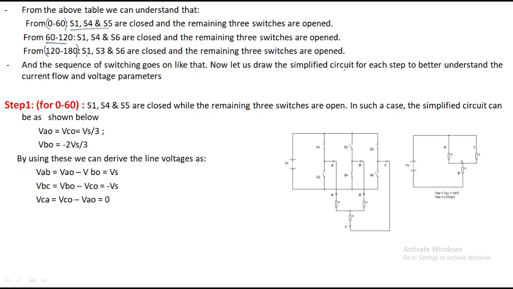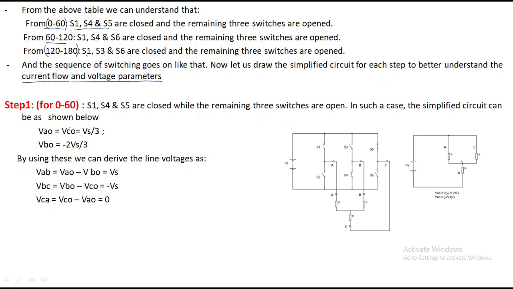Now let us draw a simplified circuit for each step for better understanding of the current flow and voltage parameters. For 0 to 60, S1, S4, S5 are closed, remaining are off. For 60 to 120, S1, S4, S6 are closed, remaining are off. Next, for 120 to 180, S1, S3, S6 are closed, remaining will be off. Then you have to find out the current flow and voltage parameters. By finding these, we will clearly understand.